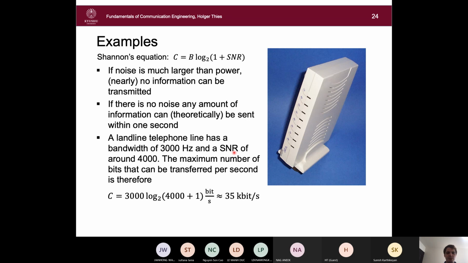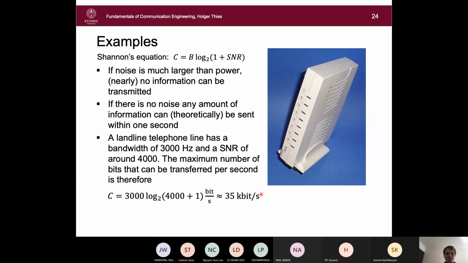One very general example is a landline telephone line. An old telephone line usually had a bandwidth of around 3000 Hertz and a signal to noise ratio of around 4000. The signal to noise ratio is just what you got because it was constructed in this way. So what is the maximum number of bits that can be transferred per second? We can just insert this into Shannon's equation. So we get 3000 times log base 2 of 4000 plus 1 bits per second, which is around 35 kilobits.